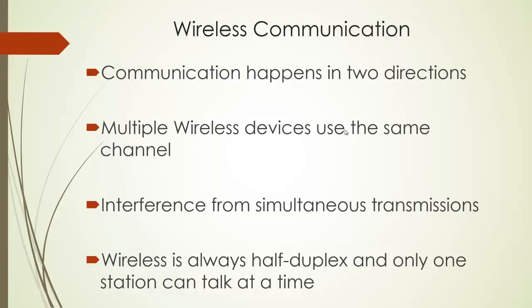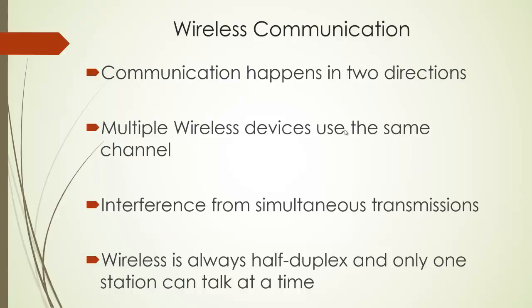Multiple wireless devices use the same channel. So if three of us are all working on the same access point, we're all hitting the same channel, the same radio. Interference from simultaneous transmissions: if there are three of us all communicating on the same channel, there's a greater chance of interference. But again, that's assuming we're all communicating at the same time. So that's another reason that wireless does the take-turns kind of thing. You only talk when it's your turn, because if we were all sending at exactly the same time, there would be a lot more interference.